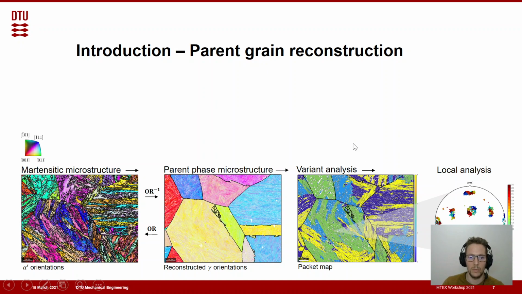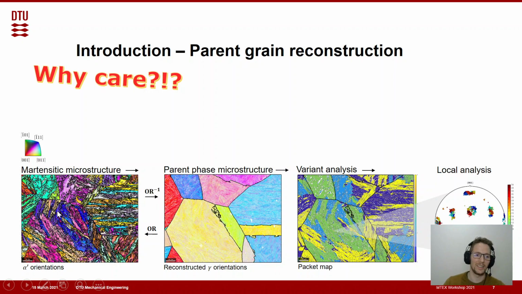So we have this martensitic microstructure here, and yeah, let me take the slides in the right way.